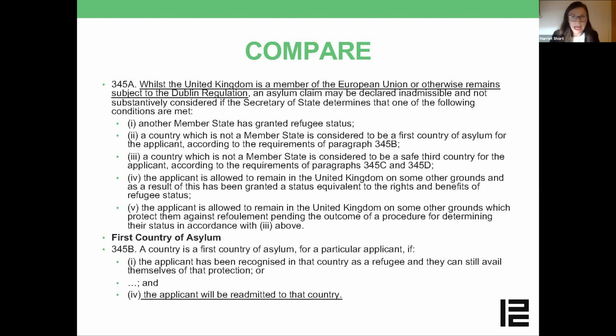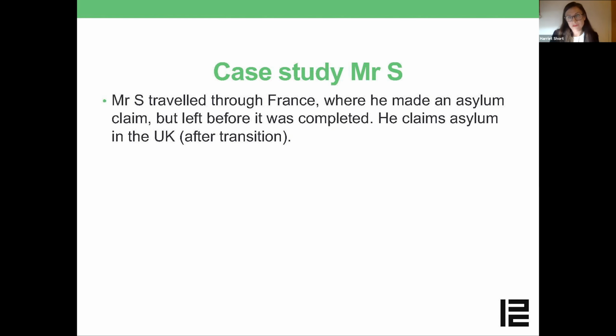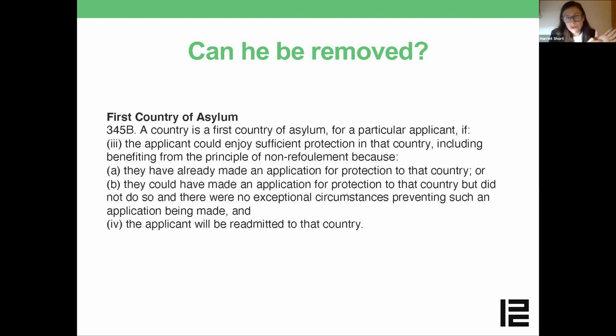if Mrs. N.A. was your client in February 2021. My final example is the case study of Mr. S., an Iranian national who spent several months in Calais before coming to the UK. He claimed asylum in France, but even if he didn't, if we could see the next slide, remind ourselves of Rule 345B.